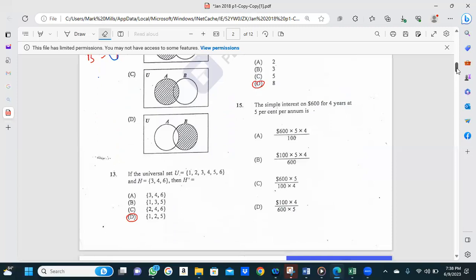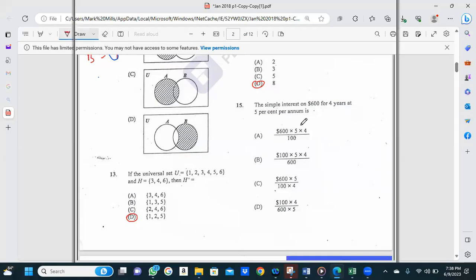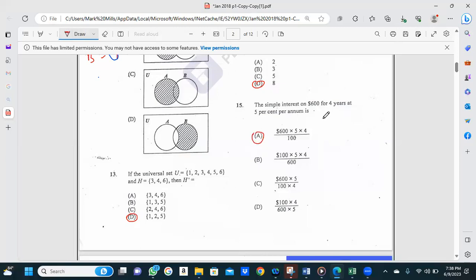Number 15. The simple interest on $600 for 4 years at 5% is. So what would be the answer for number 15? Talk to me. What's the answer for number 15? So A. A, all right. Simple interest is equal to principal times the rate times the time over 100, all right?